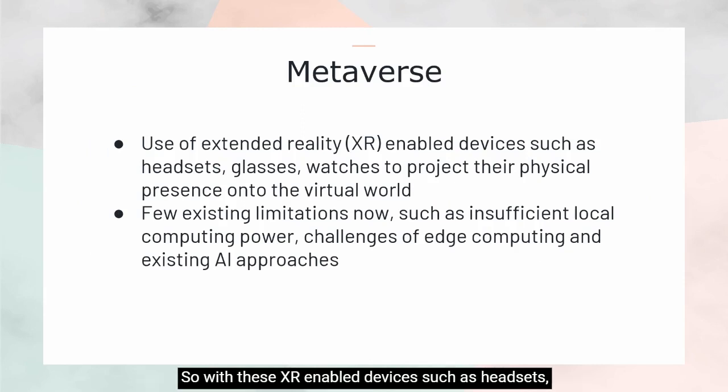So with these XR-enabled devices such as headsets, glasses, watches, and gloves, users can project their physical presence, surrounding objects, and movements onto the virtual world through digital twinning. However, there are a few existing limitations regarding the Metaverse ecosystem services, which we will cover later.